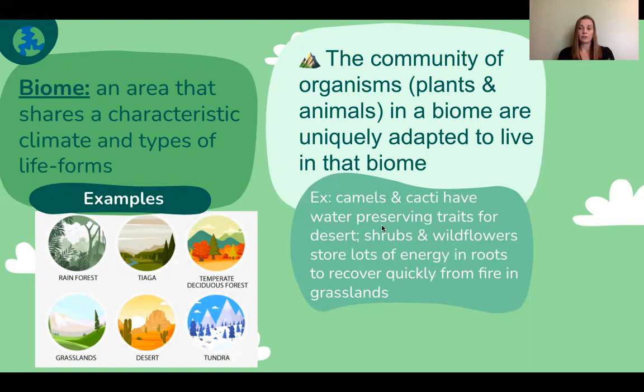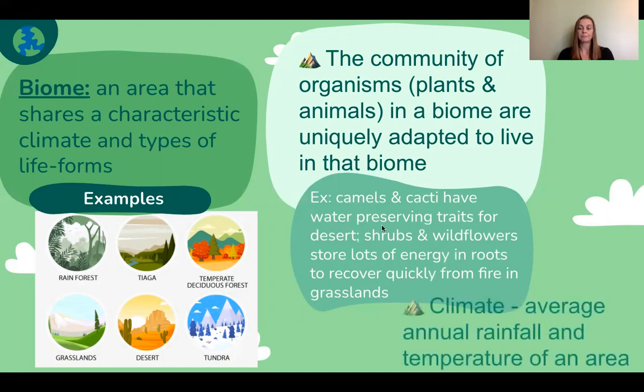When we talk about the shrublands or grasslands, they have lots of shrubs and wildflowers that store lots of their energy in their roots, and that allows them to recover quickly from fires that are a predominant feature of those grassland biomes. When we talk about climate, we are talking about the average annual rainfall and its patterns, and the average annual temperature of an area and its patterns. Remember, climate and weather are not the same thing. Weather is short term. Climate is the long term, over many years average of the weather in an area.